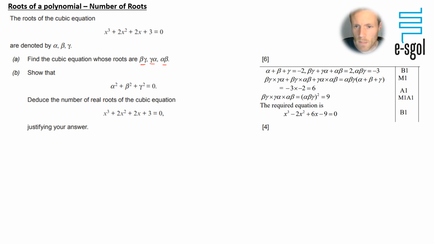The mark scheme, here we go. It's worth just noting that you get a mark for just writing the sum of the roots, the sum of the alpha beta components, and then the product of the roots. That's 1 mark. And we get the required equation. Really, it's part B that I'm interested in. And it's probably just worth homing in on this bit here.